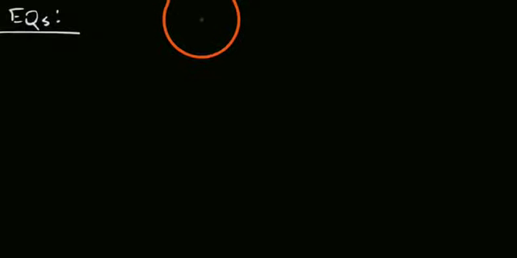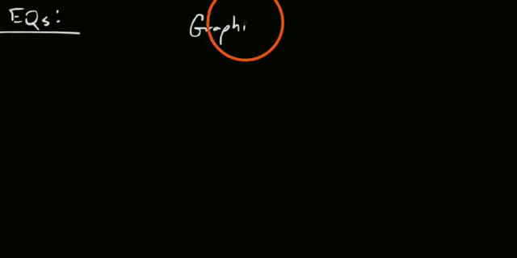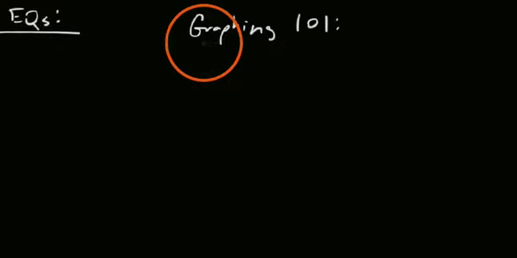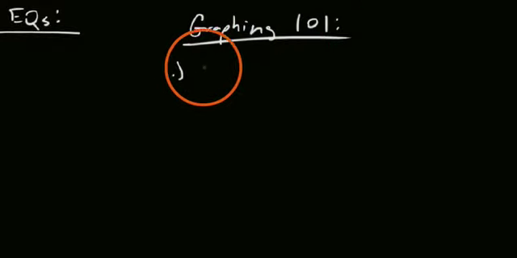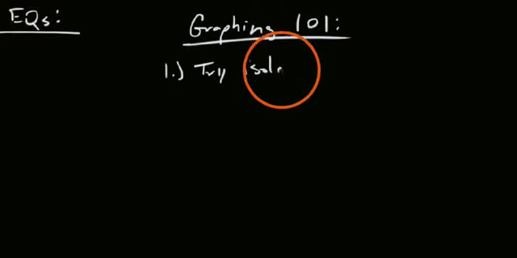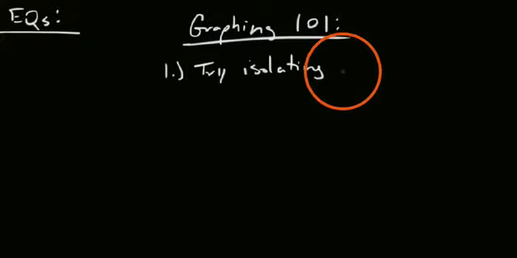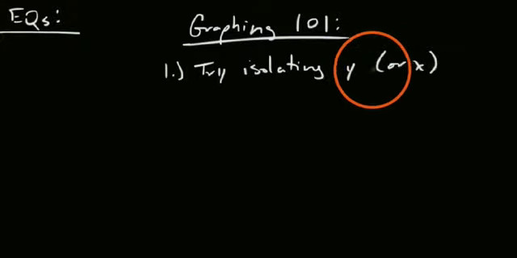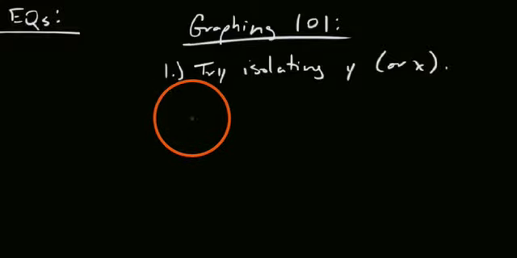So here's what I'm going to write over here. We say graphing, there we go. Graphing 101, basically. But let's start with this. I'm going to write try isolating. I'm going to go ahead and write y, and in parentheses, I'll write or x. But that's kind of rule number one if you're stuck.